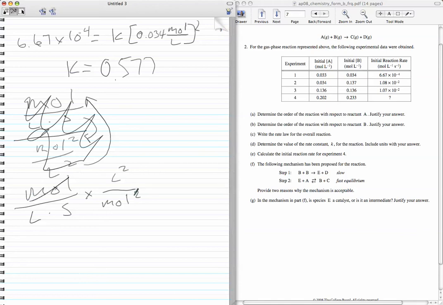So moles, and one of these moles will cancel out. Liters, with one of these liters cancels out. And so we're left with a situation where our units are liters per seconds times mole. And so that's going to be what our units are. Liters per seconds times moles.